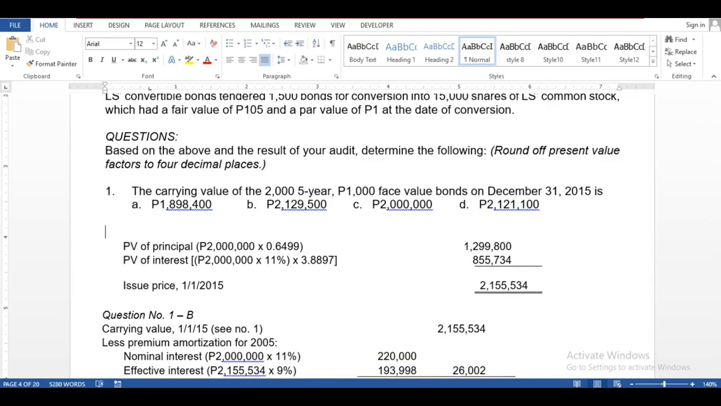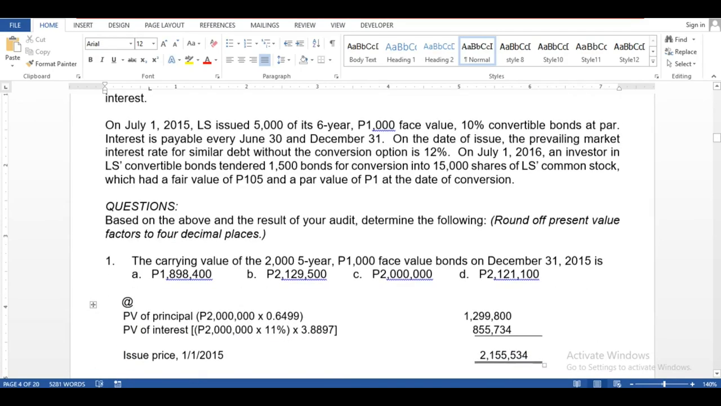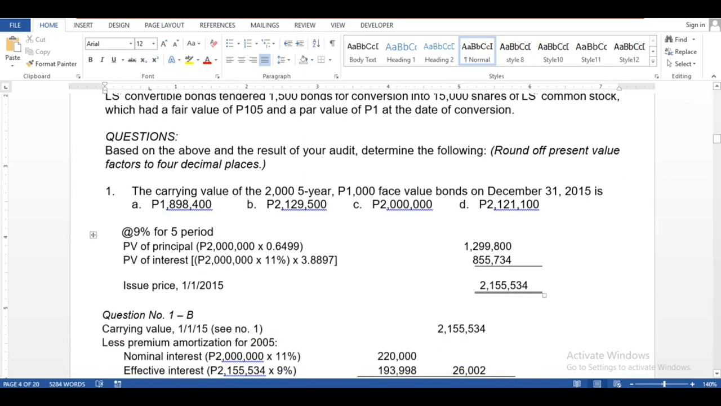So as you can see, the first one is you are to use, what is the interest rate? 9%. 9% for 5 periods, because this is intended for 5 years. So here you do have the principal, which is 2 million, the 2,000 bonds multiplied by 1,000 pesos face value of each bond. So you have a 2,000 principal, multiplied by the PV of 1. Why is it PV of 1? It's because this is principal, and it's payable in one lump payment. So, a lump sum payment.